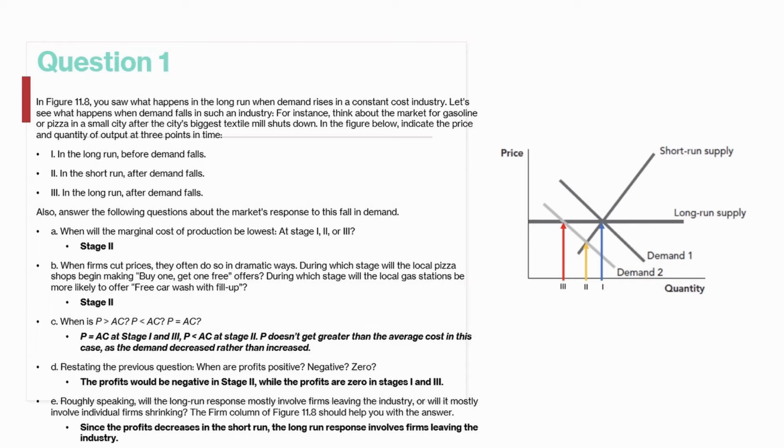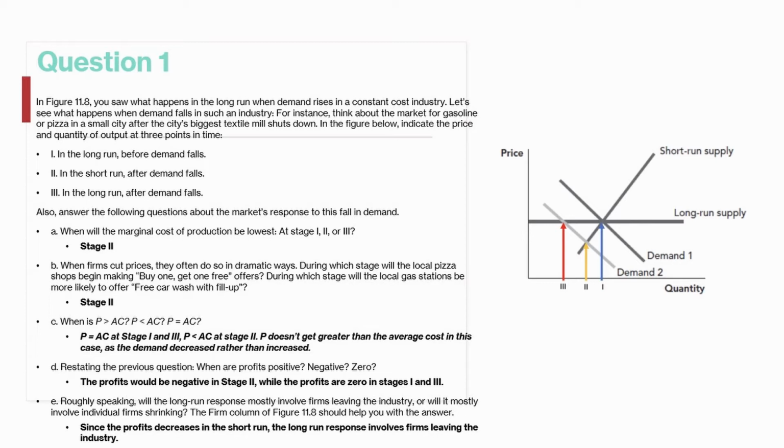After demand falls, in the long run, it will go back to normal. The demand will rise again, but we will be looking for the point where demand 2 and the long run supply intersect, which is where the red arrow points to. Part A. When will the marginal cost of production be lowest? At stage 1, stage 2, or stage 3?